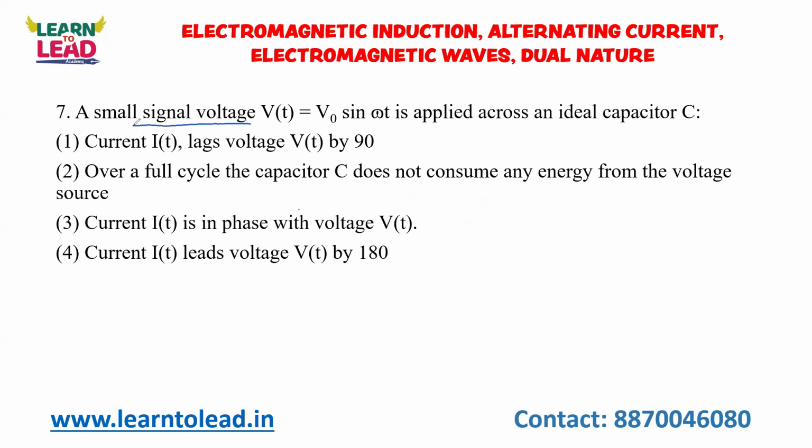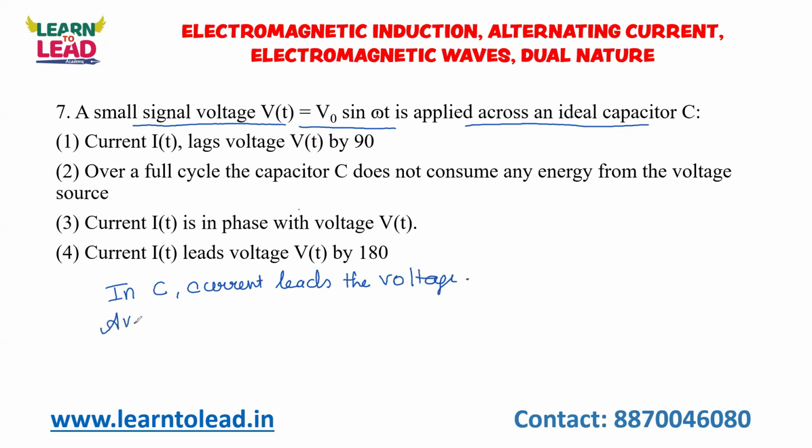See, a small signal voltage V of t is equal to V naught sin omega t is applied across an ideal capacitor C. You should note that in a capacitor, current leads the voltage and average power dissipated in the capacitor is zero.